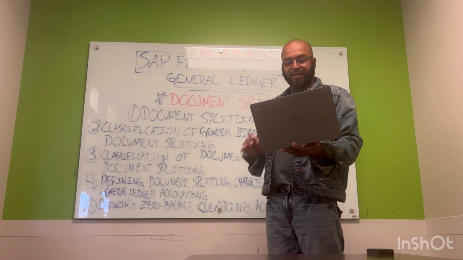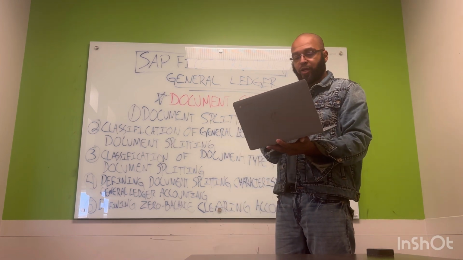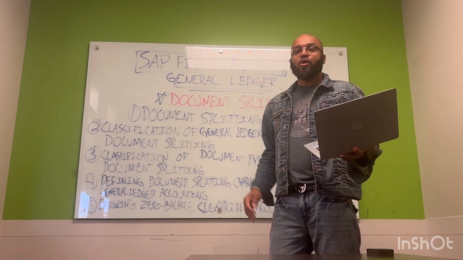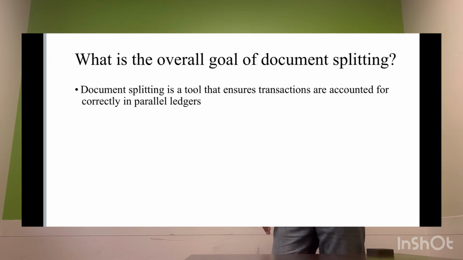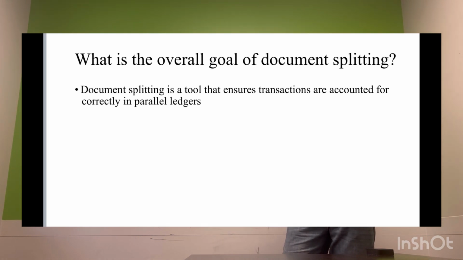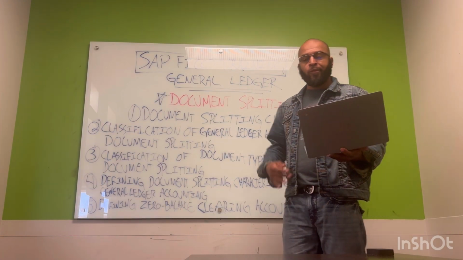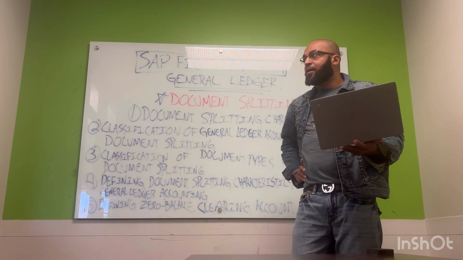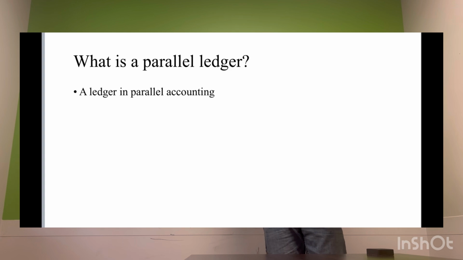Document splitting for general ledgers. Okay, question: what is the overall goal of document splitting? Okay, the purpose of document splitting is a tool that ensures transactions are accounted for correctly in parallel ledgers. Well, that makes me have another question. What's a parallel ledger?